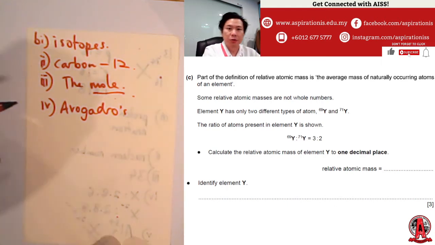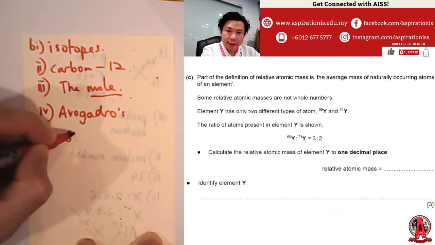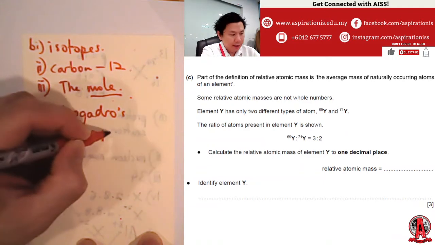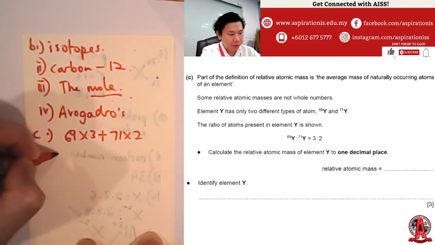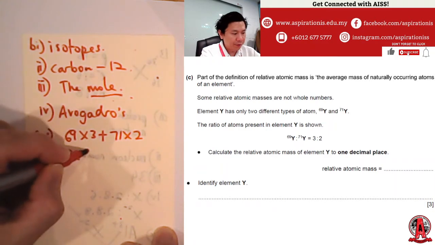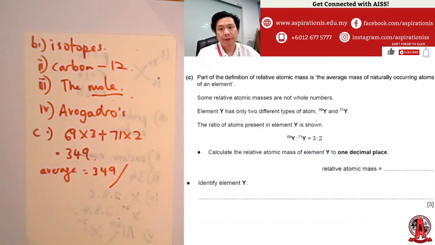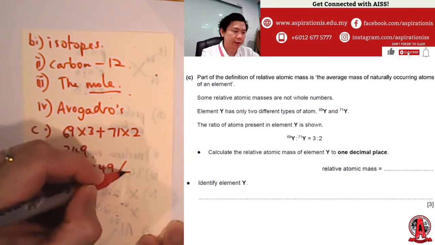Alright, so this is how we do it. So for part C, the first part, you're going to take 69 times 3 plus 71 times 2. What would that give you? So that's 349. So the average is you take 349 divided by, please don't say 2. Yeah, well, teacher, we're talking about 69Y and 71Y, so there's two of them. So we divide by 2. No, you divide it by 5 because it's 3 and 2 parts. So this is a common mistake. Yeah, so it's 5.